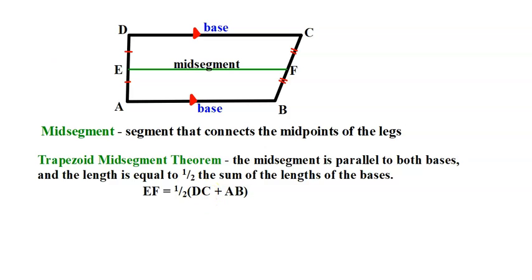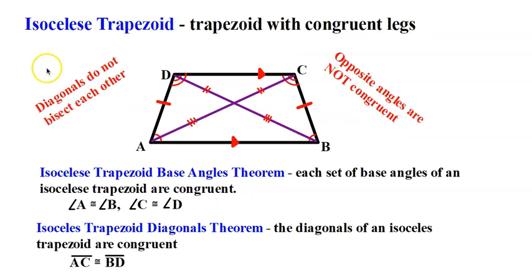In an isosceles trapezoid, the legs are congruent, base angles are congruent, and the diagonals are congruent. Opposite angles will never be congruent, and the diagonals will never bisect each other. A trapezoid will never be a rectangle. So it has to have exactly one set of parallel sides. If it has more than that, it's not a trapezoid.